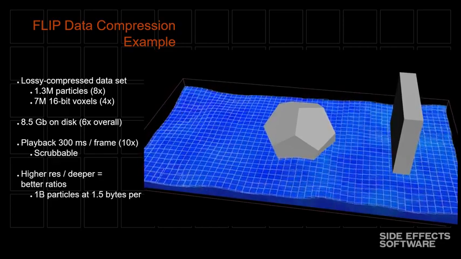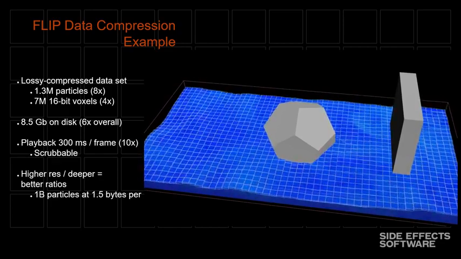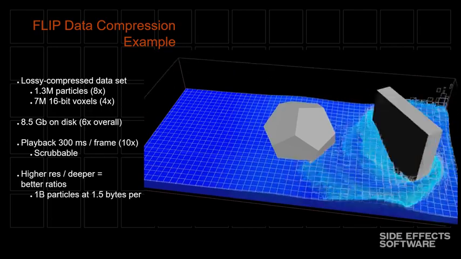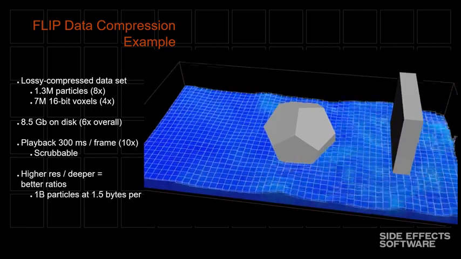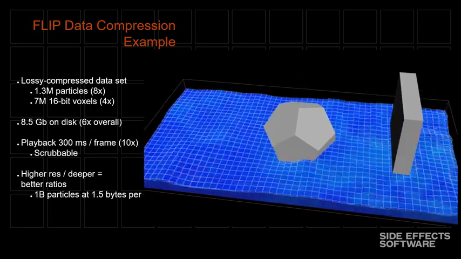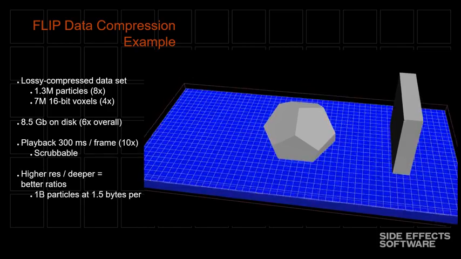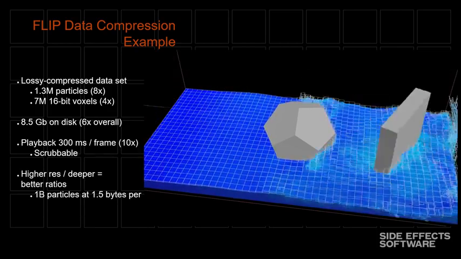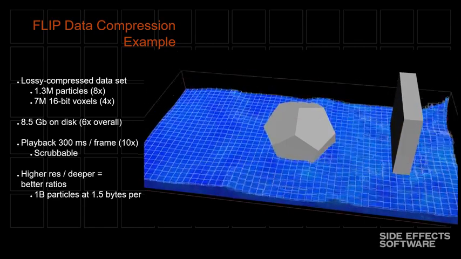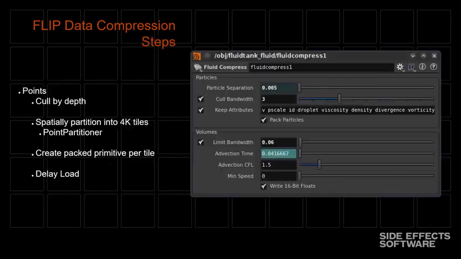And importantly, you can actually scrub through these simulations for previews. You can maybe get a few frames a second with even very large scale simulations, which starts to make it much more effective to preview and to do secondary elements and secondary simulations on top of those simulations. So let's talk about the steps that are involved in doing this compression and look at how that looks in the Houdini viewport.